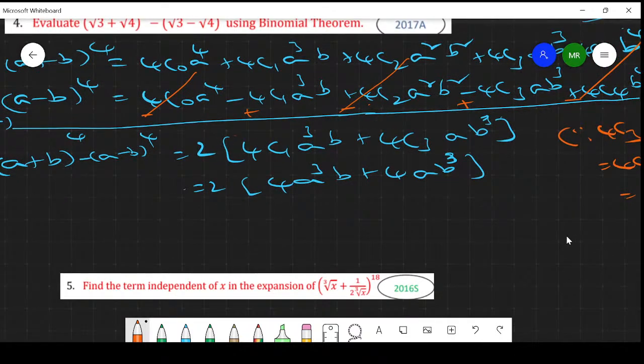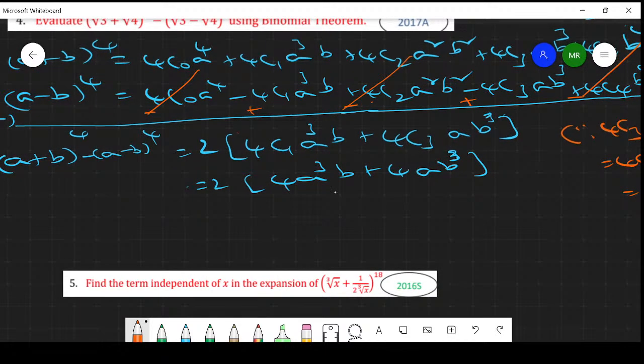Now you can see here, I can write the simple way. From this I can take AB common. 4 also can take it common. It will be 8AB into A square plus B square. When I have taken 4 common, AB also I have taken common. It will be A square plus B square.